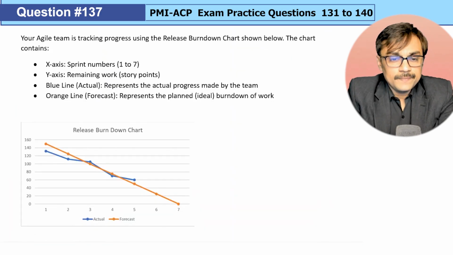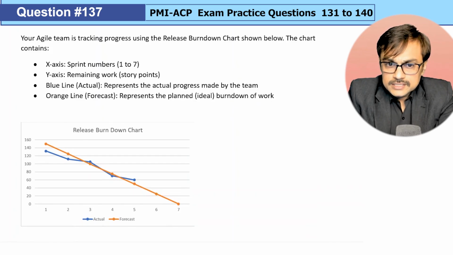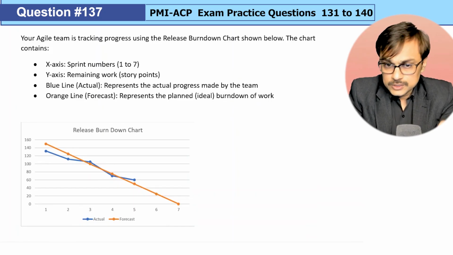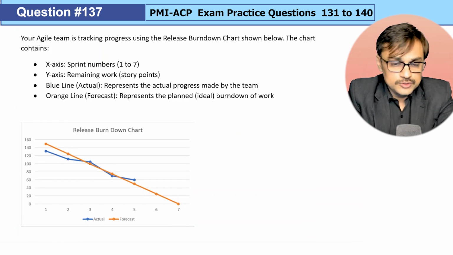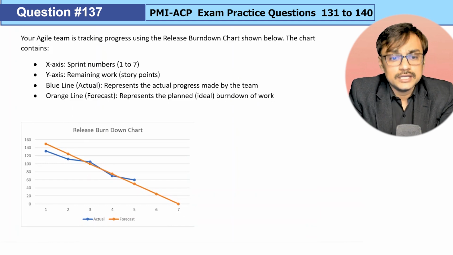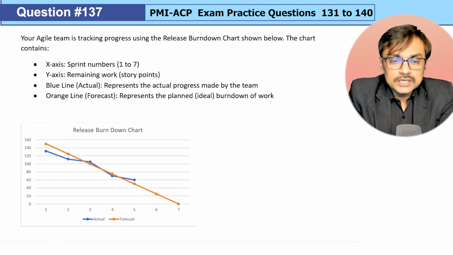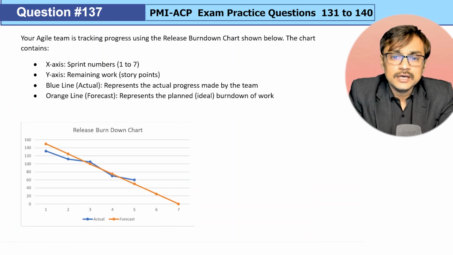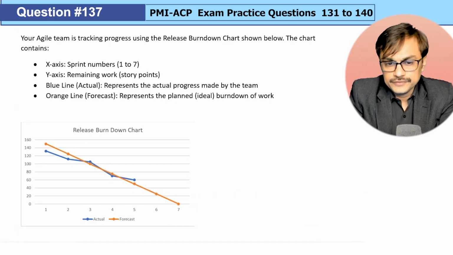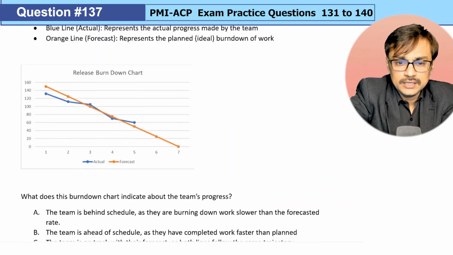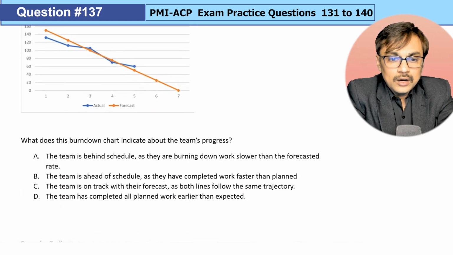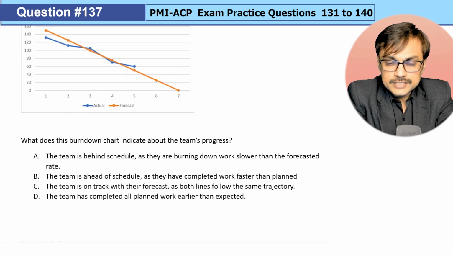Question number 137. Your agile team is tracking progress using the release burndown chart shown below. The chart contains x-axis sprint numbers 1 to 7. So in a release, we are targeting 7 sprints. Y-axis is remaining work in story points. Blue color actual represents the actual progress made by the team. Orange line forecasted represents the planned ideal burndown of the work. That seems to be a pretty straightforward, simple burndown chart. So what is the question? What does this burndown chart indicate about the team's progress?